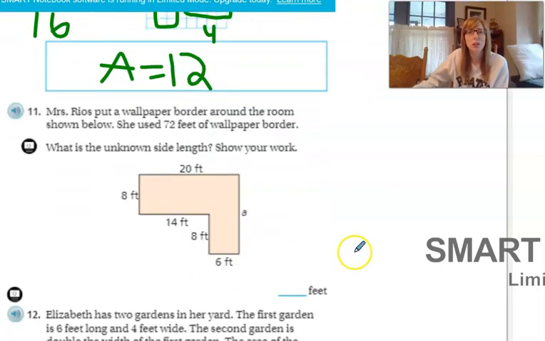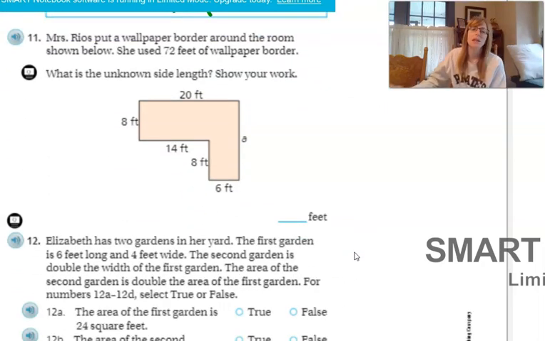Some of these are tricky. You really got to think about it. Think about how you can equally divide something or add something up that's going to equal the same. And it depends on if it's the same area or the same perimeter.